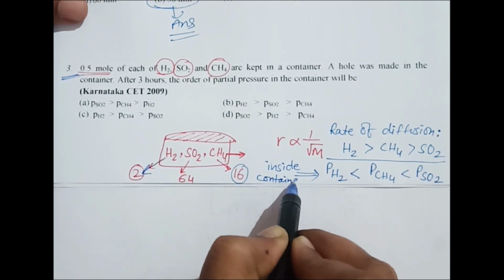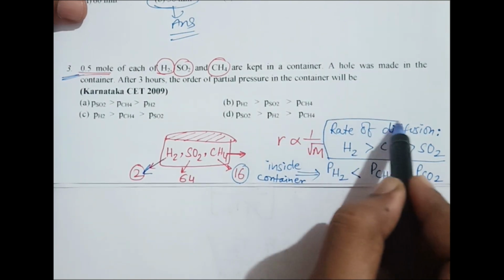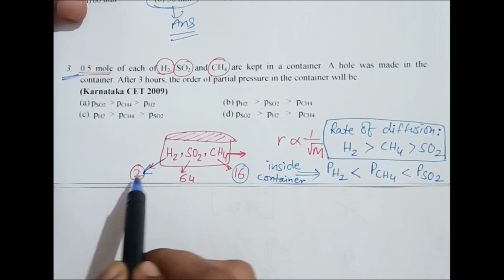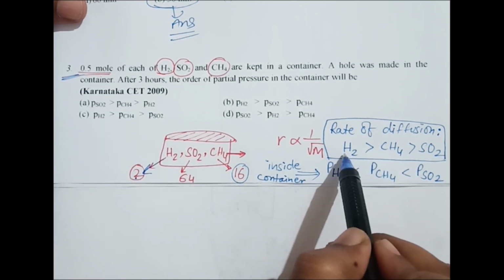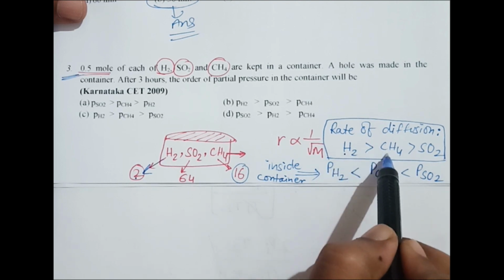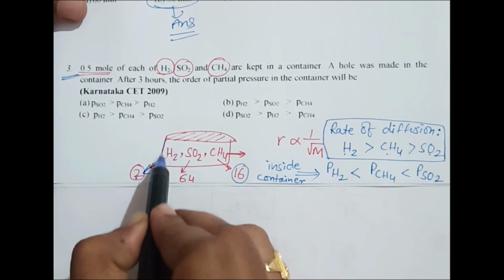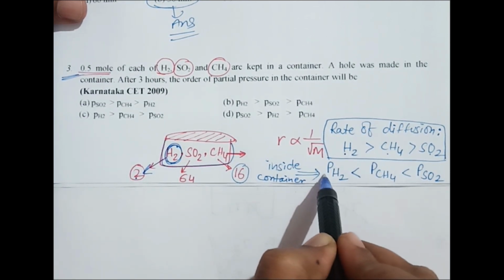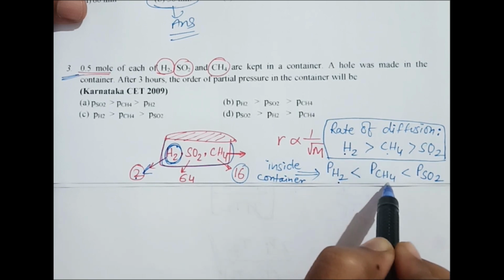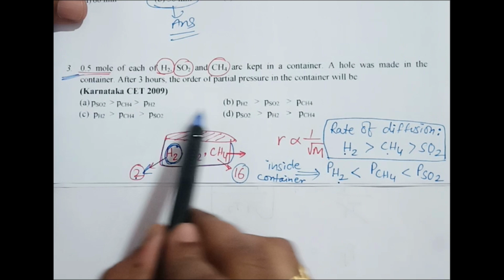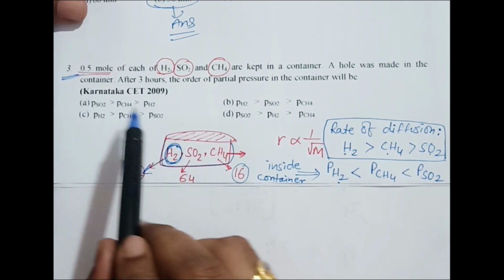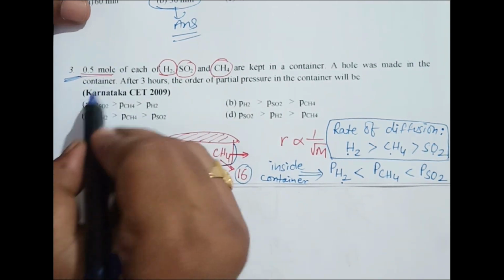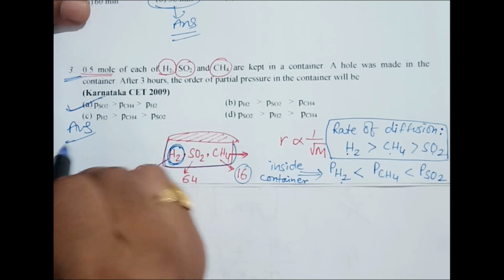Understood this point? Yes, I repeat once again. Here, for rate of diffusion, hydrogen molar mass is very less, so it comes out very fast. Diffusion is very more. Hydrogen will come out, then methane will come out, then sulfur dioxide. So inside the container, a very small amount of hydrogen is left. That's why the pressure due to hydrogen will also be less, then pressure due to methane, then sulfur dioxide. So you check the options. Which option will come? Sulfur dioxide should be first, then methane, then hydrogen. So the answer is this one, option A.